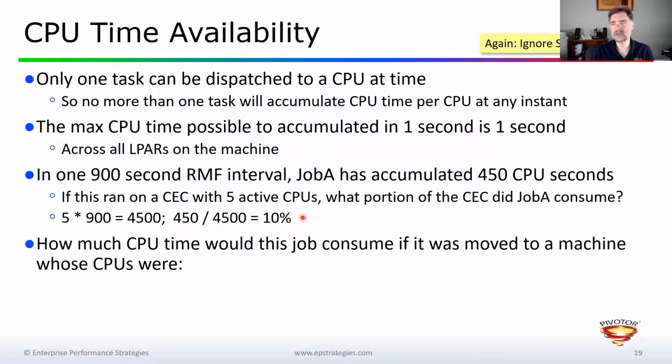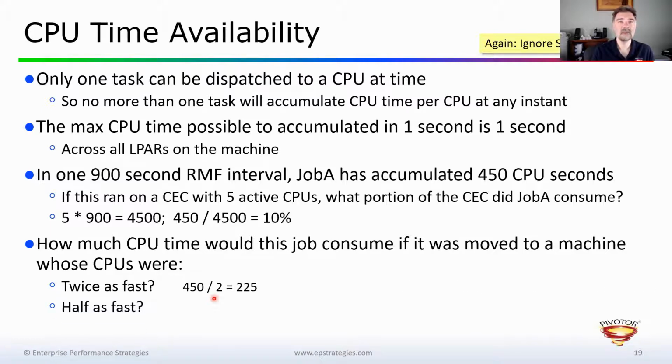So how much would it consume if we moved it to a machine whose CPUs were twice as fast? When we say twice as fast in this context, what we generally mean is they can do twice as much work per unit of time. If we move to CPUs that can do twice as much work per unit of time, then the CPU time will go down because they get more work done per unit of time. And so if we're running on twice as fast CPUs, we'd go down to 225 CPU seconds.